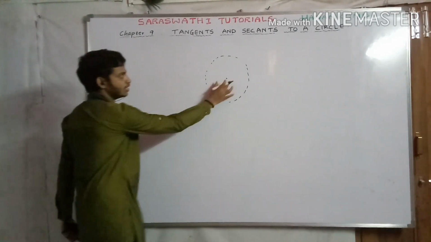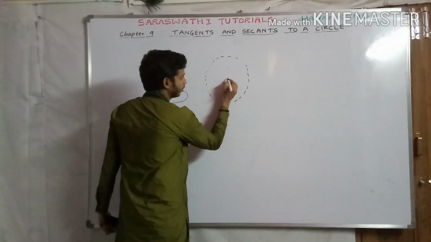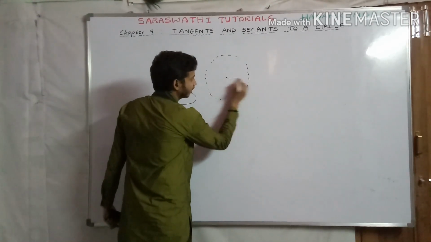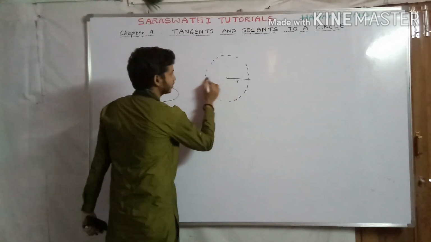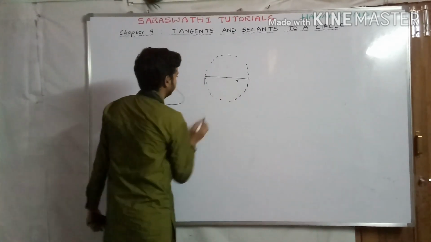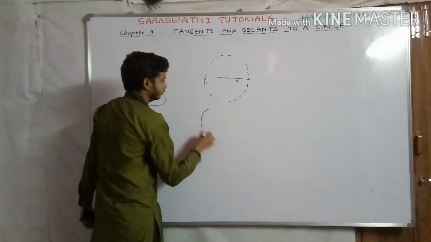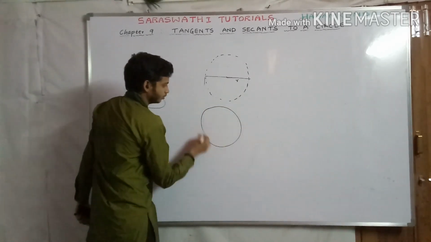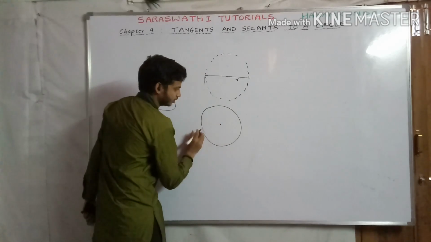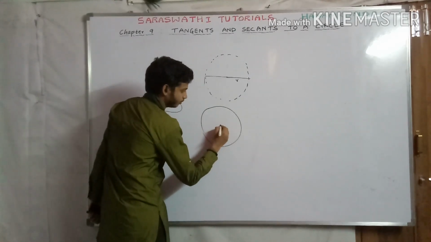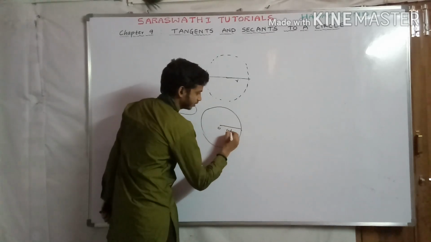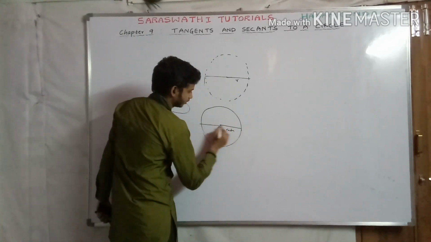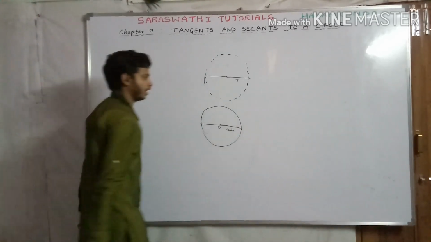This fixed point is known as the center, and the distance from this fixed point to any point on the circle is said to be the radius. Double the radius is known as the diameter. This is a circle with center O, and from center O to any point on the circle is the radius, and double the radius is the diameter.